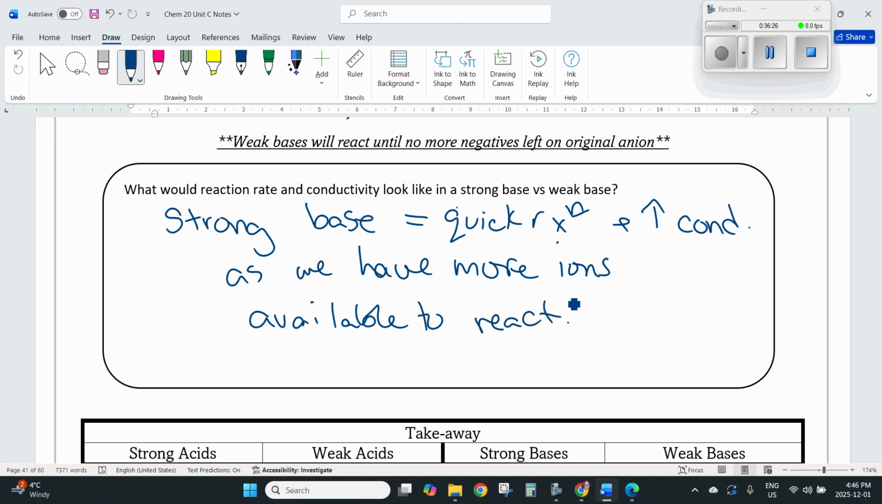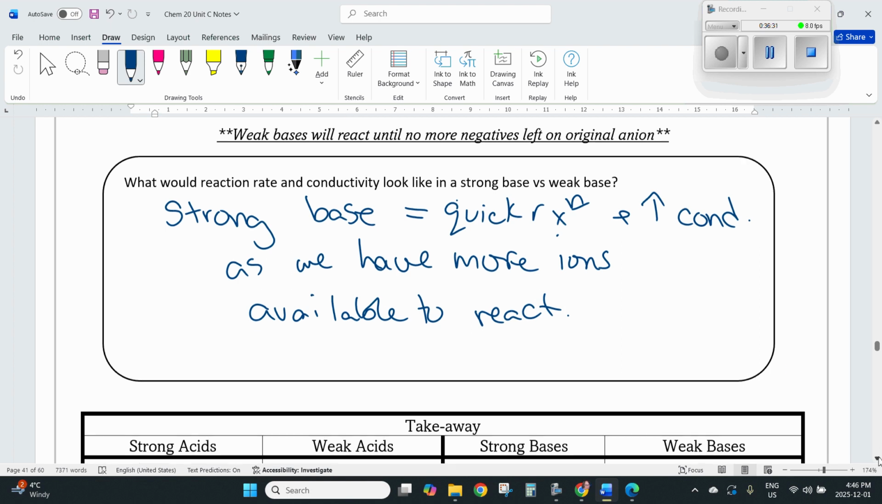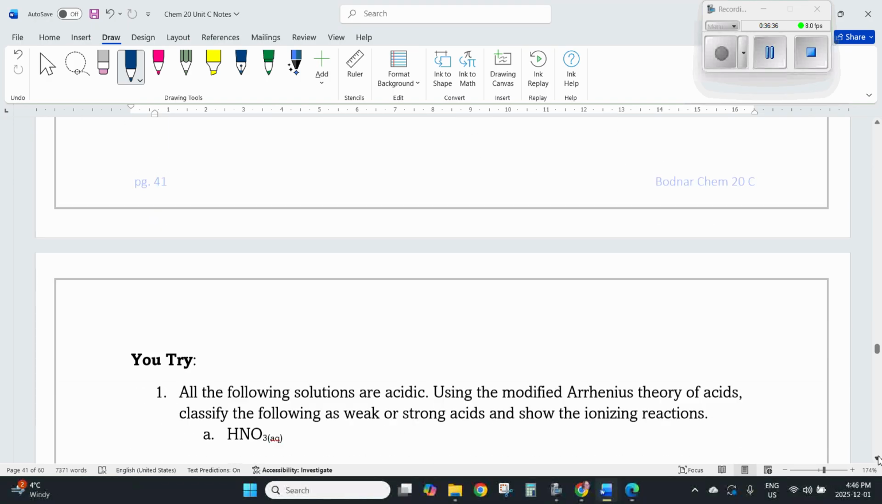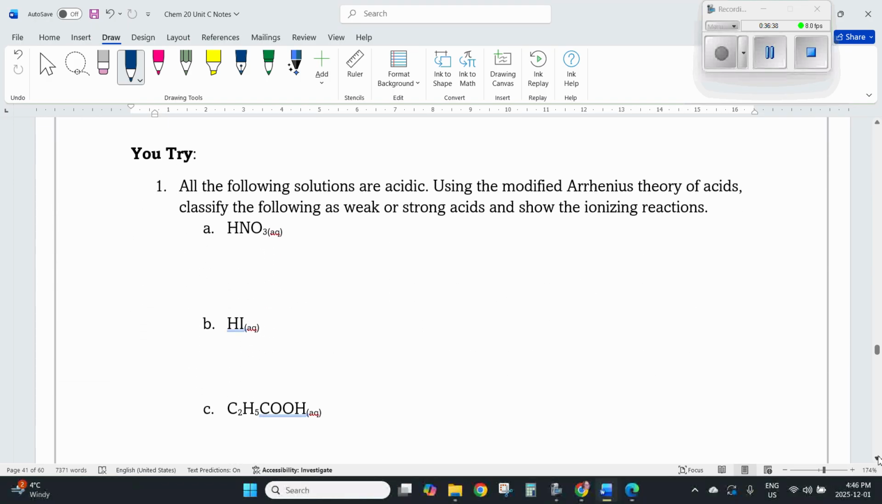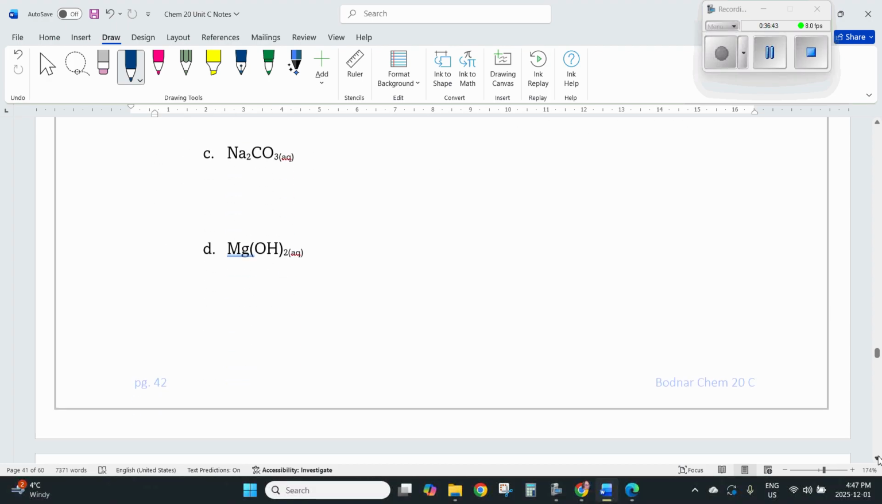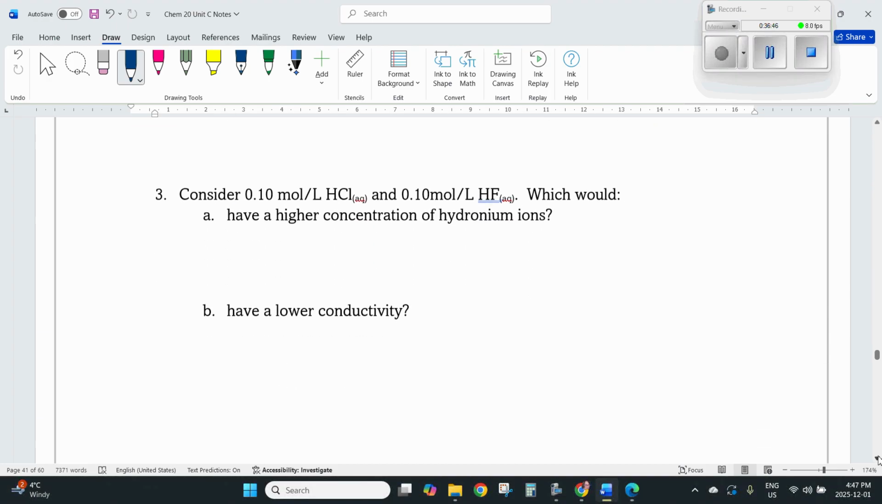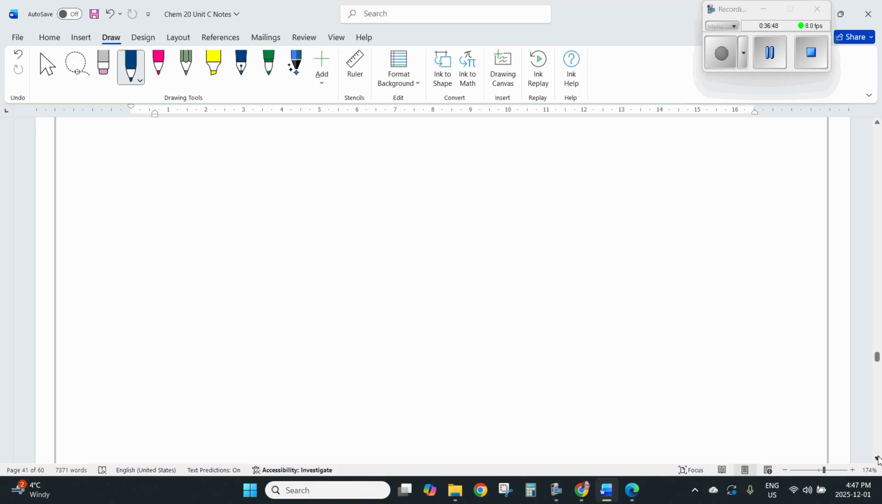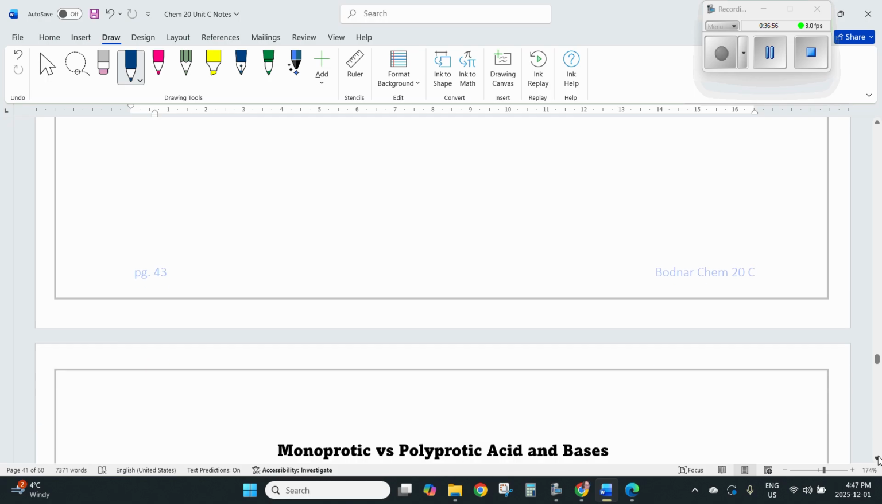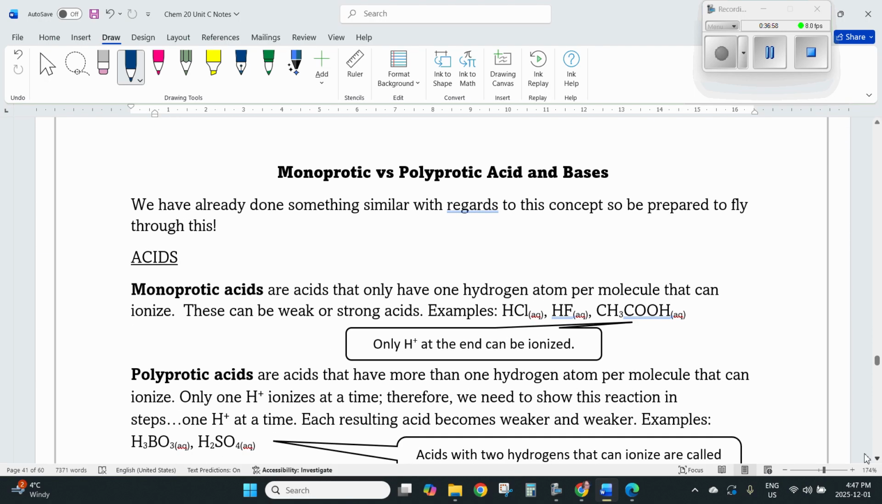Now, I did create a takeaway at the bottom. Feel free to read that. And then what you need to do is complete the Try Its on the next page. You see the Try Its here on page 42 and 43. And then tomorrow we'll talk about monoprotic and polyprotic acids and bases.